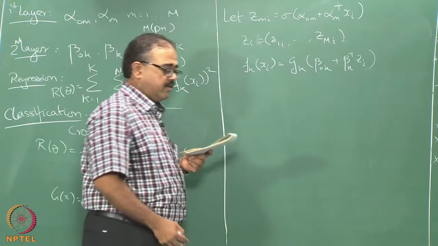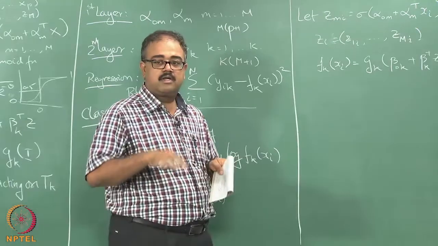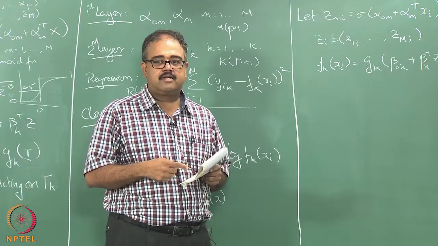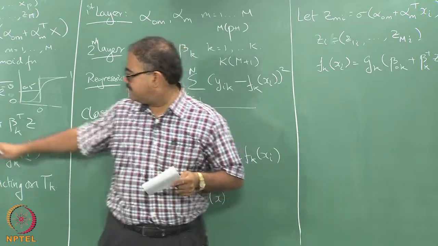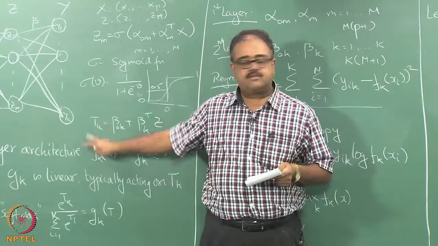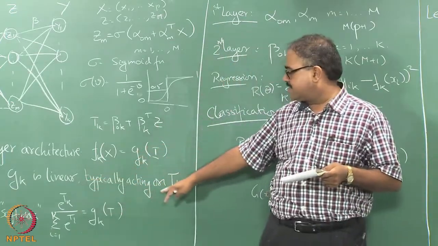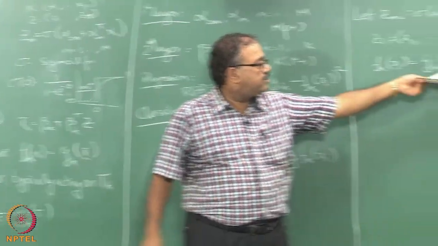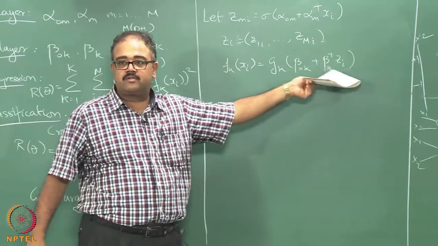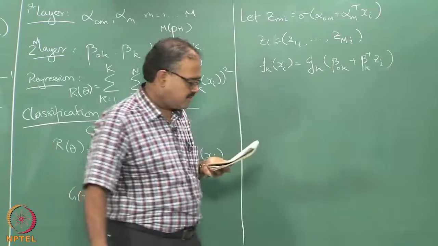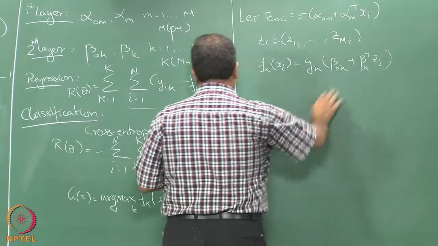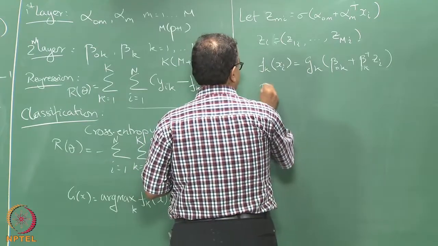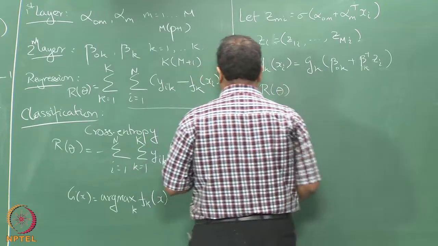Right. So now we got rid of our, what did we get rid of here? The T. This is what I was saying, in regression g_k is linear and typically it is acting on T_k, and so this is acting only on T_k. Because we are only talking about regression, I got rid of that. This will make our life a little simpler when we write the gradient.